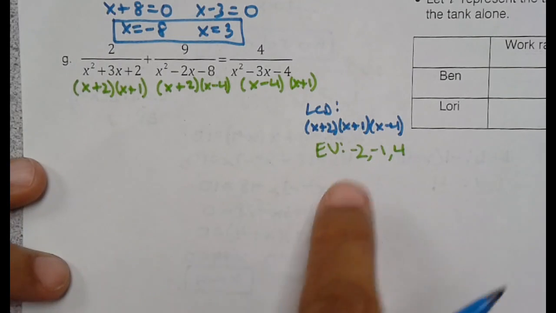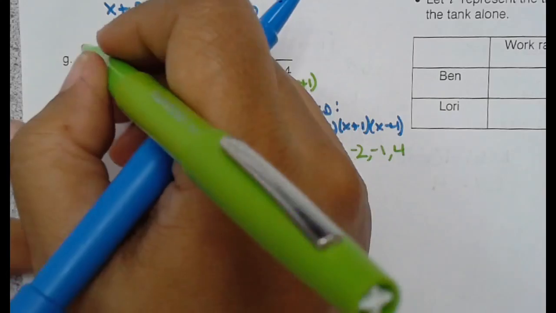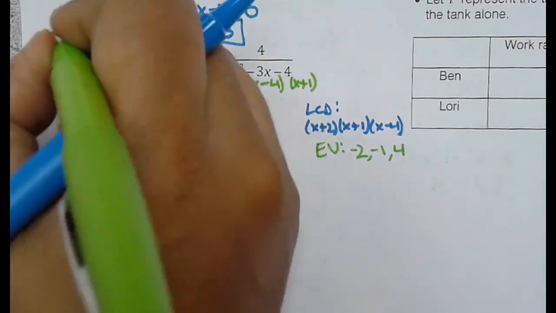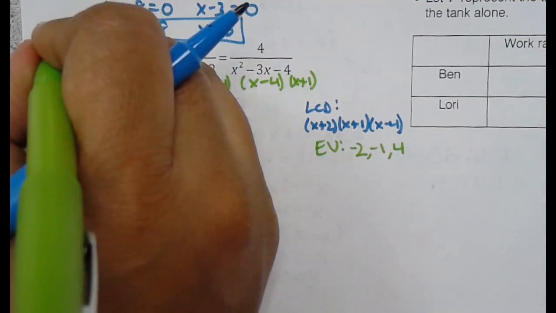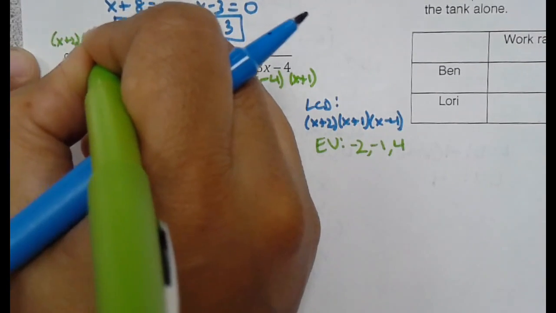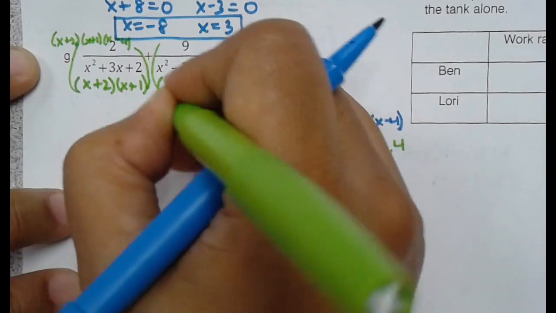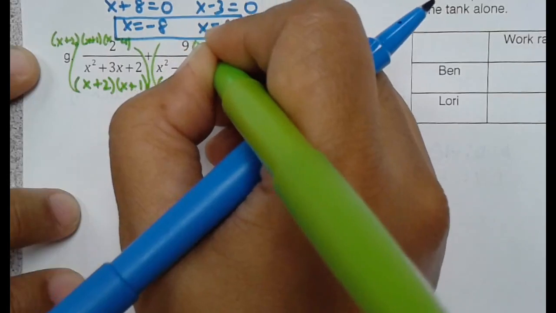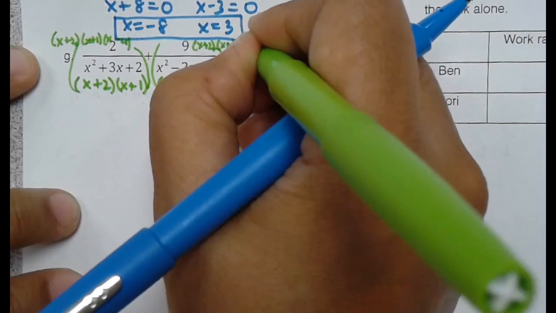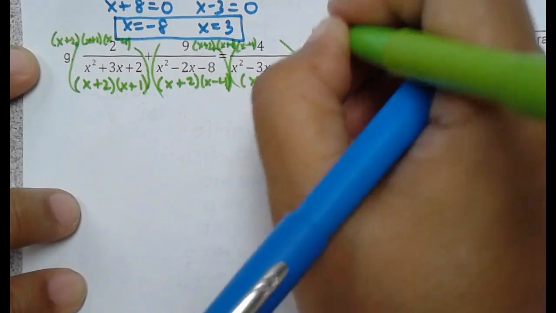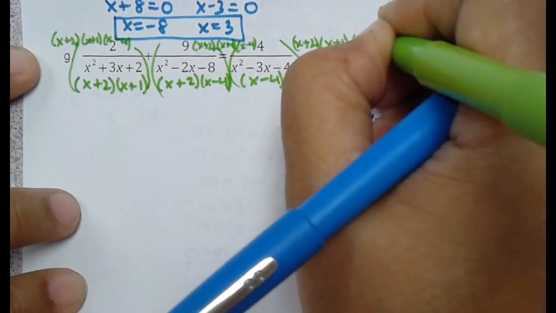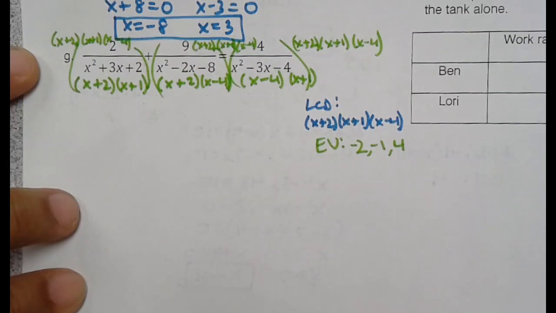All right, let's multiply everything through by this LCD. So looking at this first one right here, we have an x plus 2, an x plus 1, and an x minus 4. Here we have an x plus 2, x plus 1, and x minus 4. And this last one, multiplied by x plus 2, x plus 1, and x minus 4. It's really small to see. Let's go ahead and cancel.